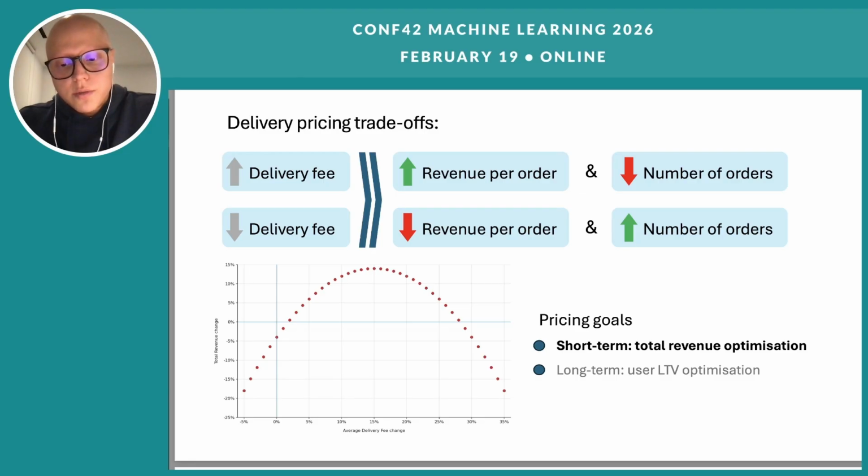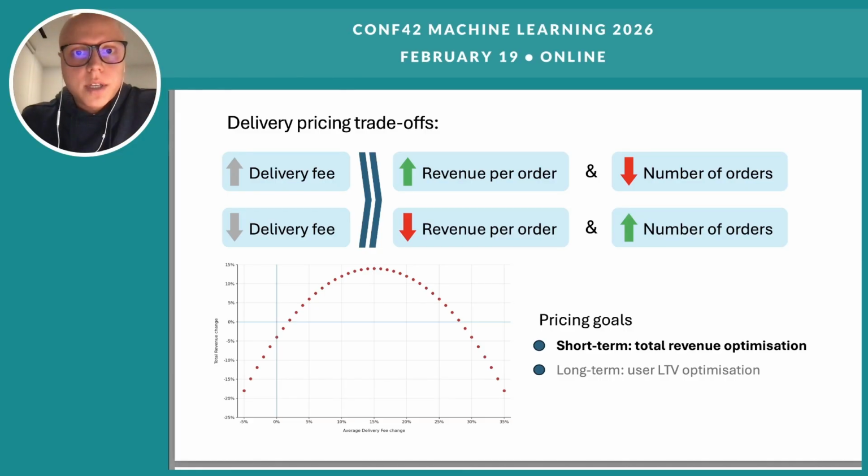So if your delivery fee decreases, you have the opposite effect, which means that if you imagine that your delivery fee is too low or too high, then you have non-optimal settings that lead to a negative impact on your revenues, meaning that somewhere in between there is a sweet spot where your revenue is optimal, meaning that it's the maximum that it can be for the given environment.